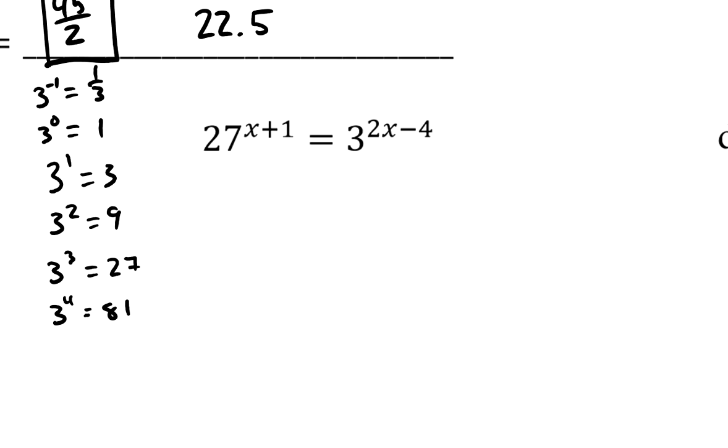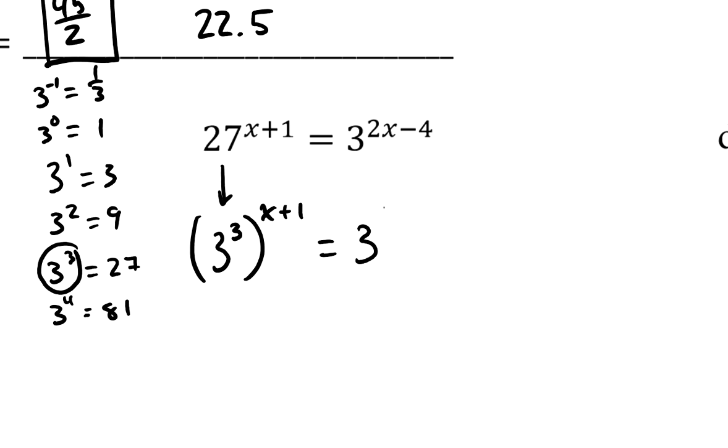So here's our strategy. I'm just going to notice that 27 is the same thing as 3 to the third. So I'm going to rewrite this as 3 to the third, and I'm going to raise that to the x plus 1 power. So if you look real carefully, what do I have? I've got 27 to the x plus 1 power. Now, the other side is already a base of 3, so I'll just write this as 3 to the 2x minus 4 power.